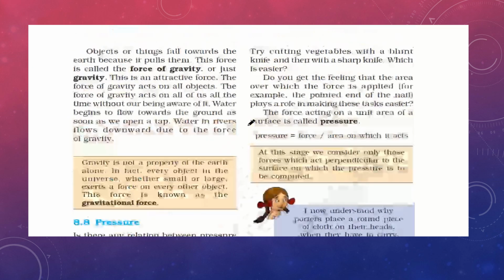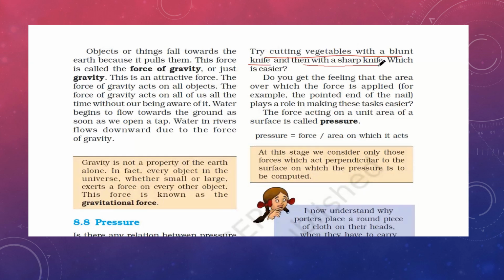Next, try cutting vegetables with a blunt knife and then with a sharp knife. This you are not going to experiment on your own. You are going to take support from your parents and cut vegetables first with a blunt knife and then with a sharp knife. Which one is easier? Do you get the feeling that the area over which the force is applied, for example the pointed end of the nail, plays a role in making these tasks easier? Is it clear? If the edge is sharp, if the nail point is pointed, it will be easier to exert the force and easier to do the work.